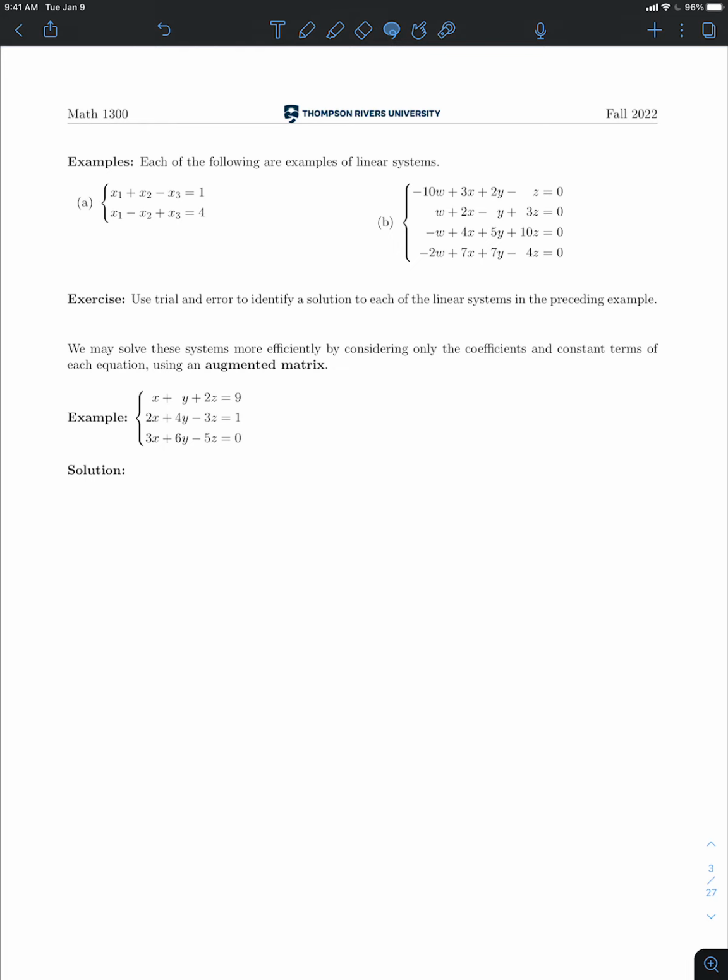So, okay, in example A here, we've got a linear system. How many equations does it have? That's going to be one of the first things you notice when you look at a linear system. This one has two equations. Another thing you're often going to be concerned with is the number of variables. So how many variables does it have? Well, it looks like it's got three variables, x1, x2, and x3.